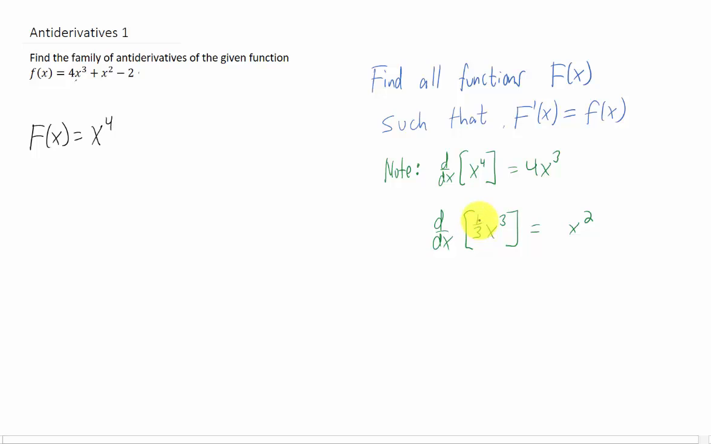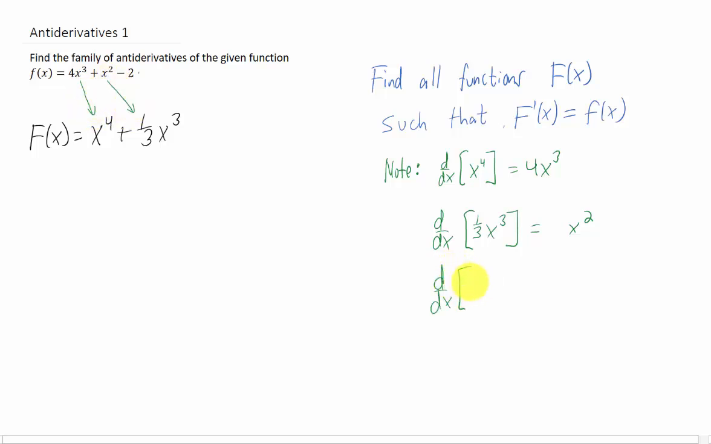Then you can see that if you took a derivative of 1/3 x cubed, you would multiply by the 3 and the 3's would cancel and you would just get x squared. That's great because that is the function whose derivative is x squared. That's what we needed. So that is the next term in our antiderivative. We took the antiderivative of that piece and that piece.